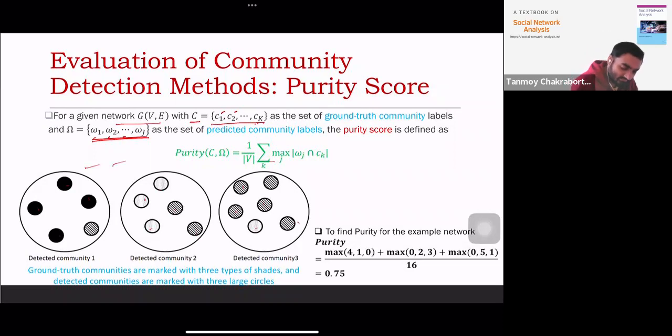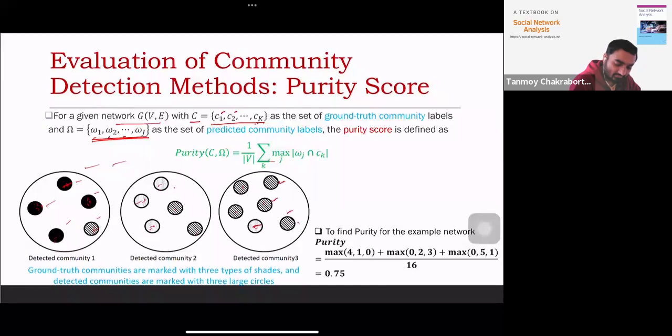And these circles indicate the detected communities. So these five nodes, for example, are clubbed together. Similarly, these five nodes are clubbed together by the algorithm, and so on. And these colors, these shades, right? Black, dotted shade, line shade, these shades indicate the ground truth community. Meaning in the ground truth, these four black nodes are grouped together. They belong to the same class, for example. Similarly, these three belong to the same class. These four belong to the same class.